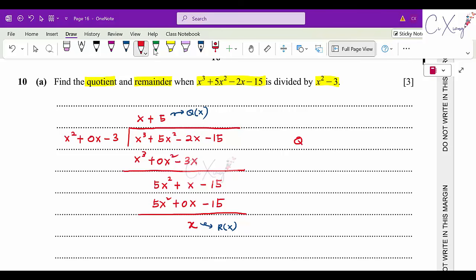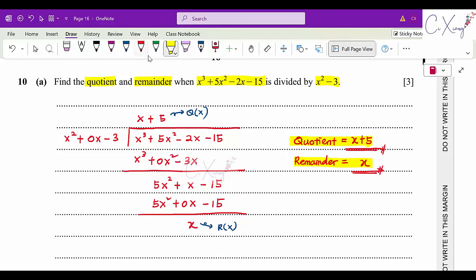To show the answer clearer, I will always write it out. I will list out my quotient and remainder in the question. So the quotient will be x plus 5, and the remainder will be x. Okay, so this is what we have.